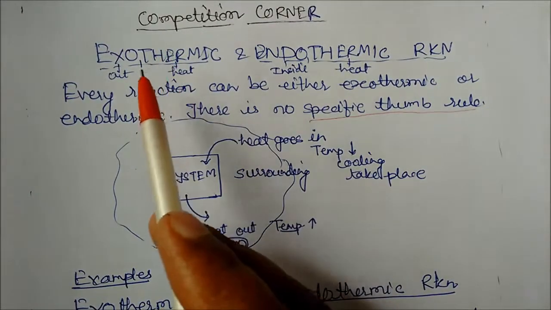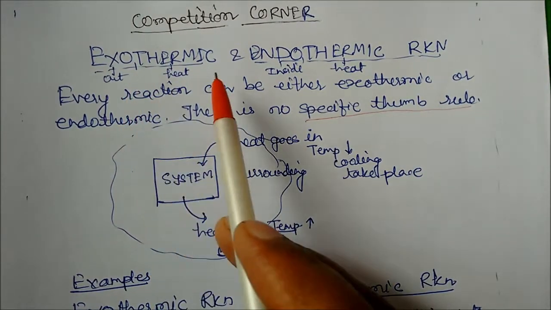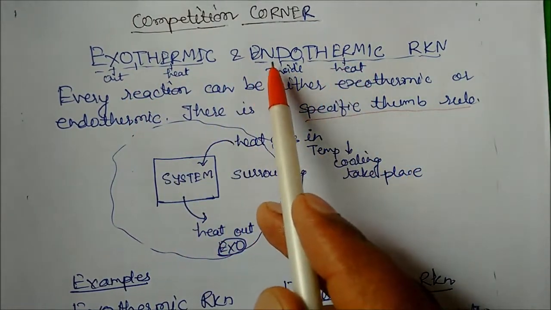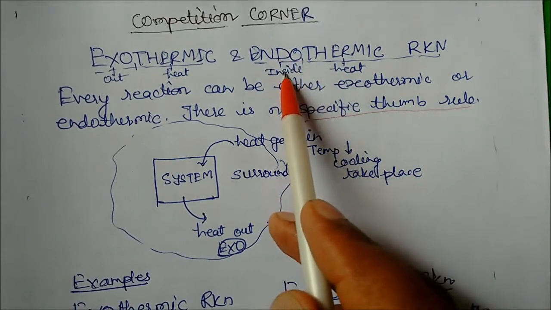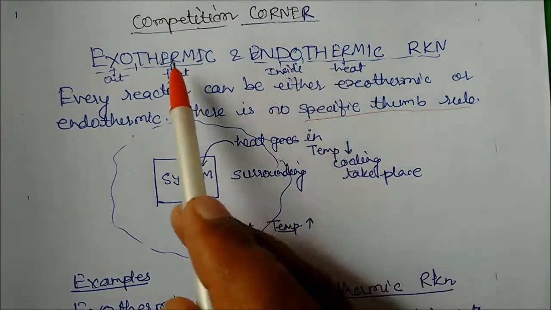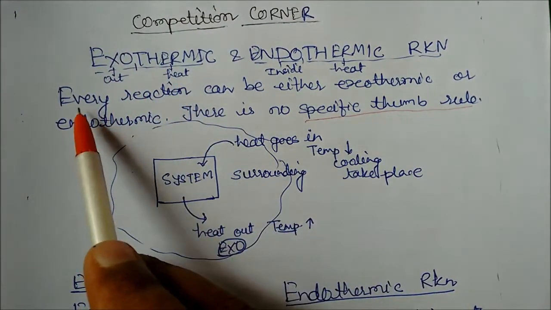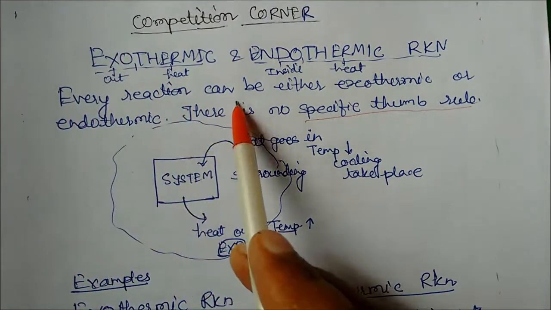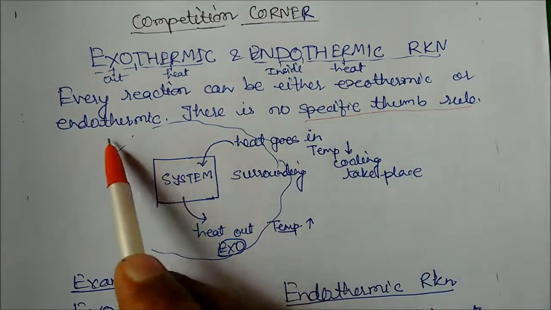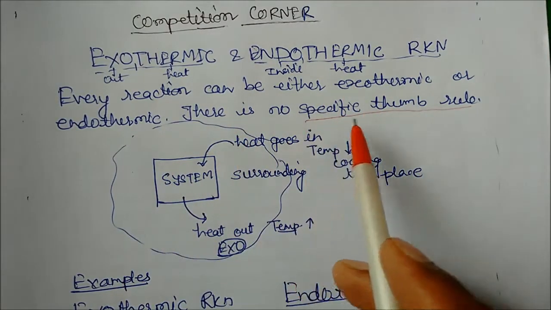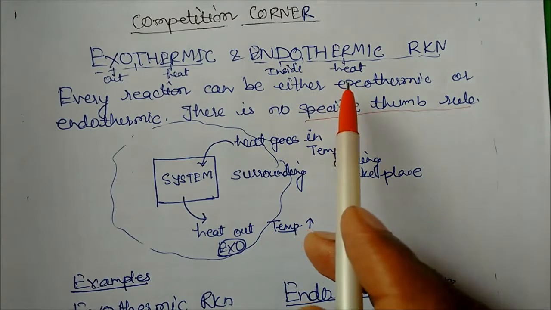In this compression corner, we will discuss exothermic and endothermic reactions. Endothermic means: endo means inside, thermic means heat. In other words, exothermic means: exo means out, thermic means heat. Every reaction can be either exothermic or endothermic. There is no specific thumb rule for any reaction.